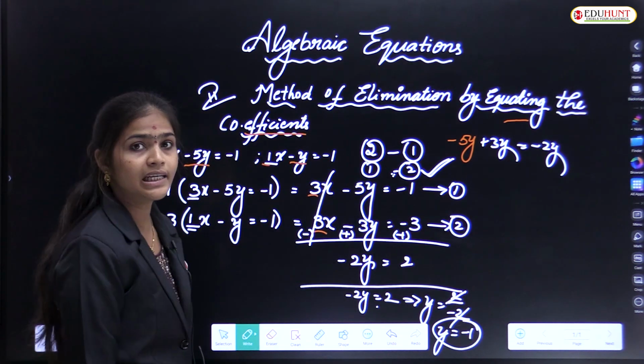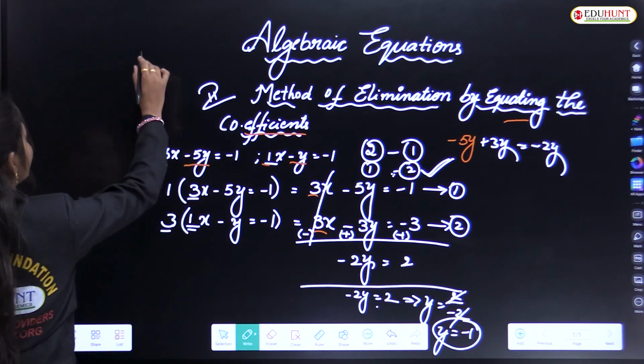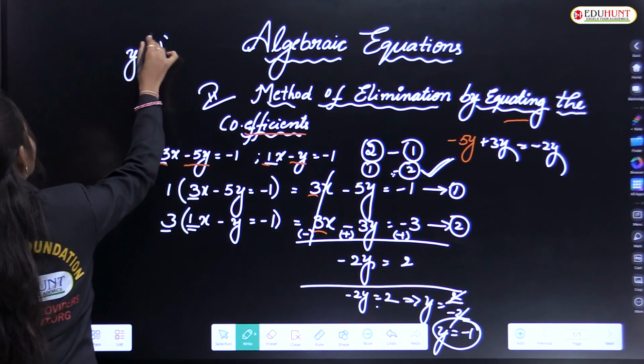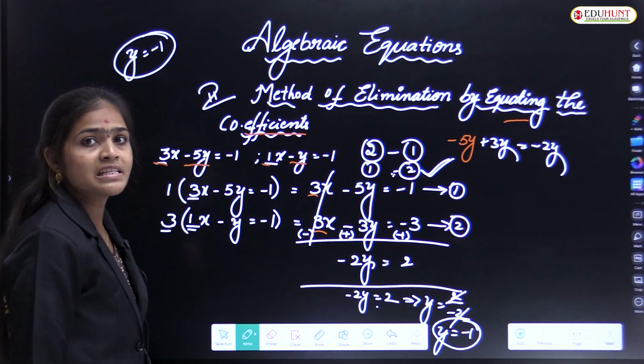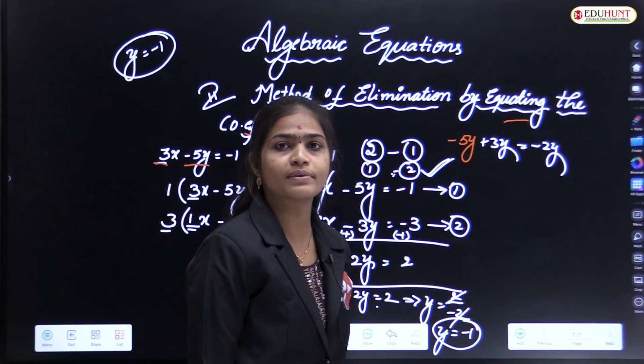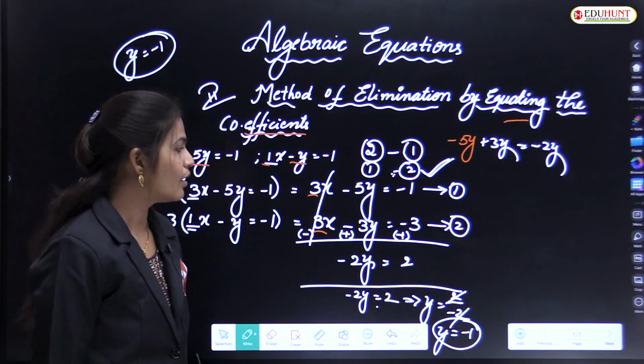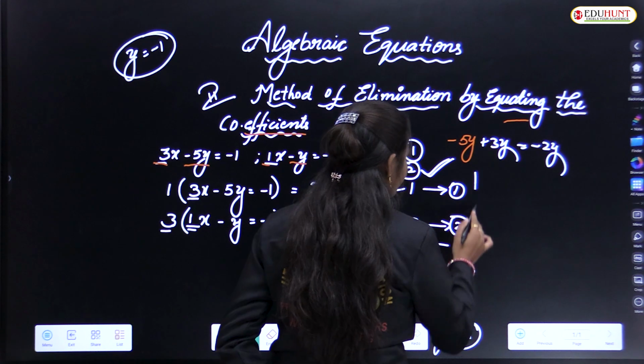What is the value of y? y is equals to minus 1. So we got that y is equals to minus 1. In that previous method also we got that y is equals to minus 1 only, no? Yes or no? Okay, let us see that x value here.